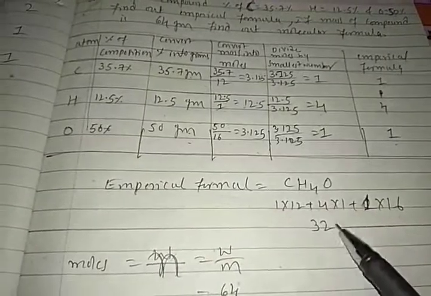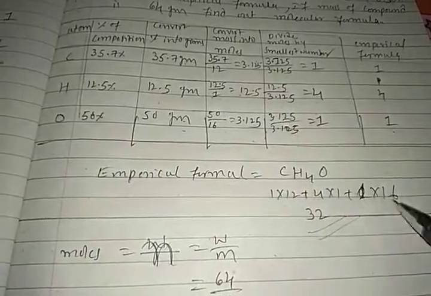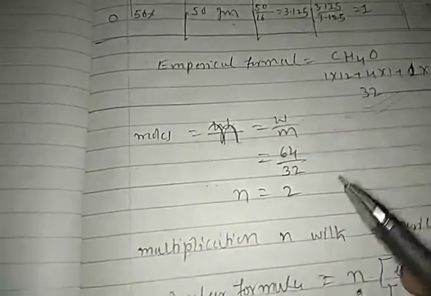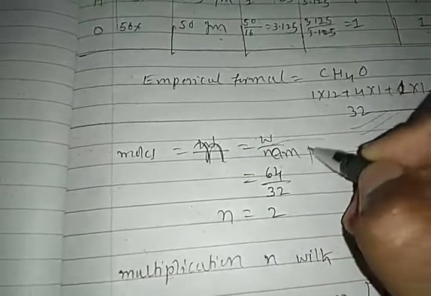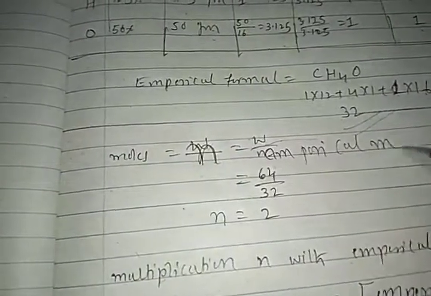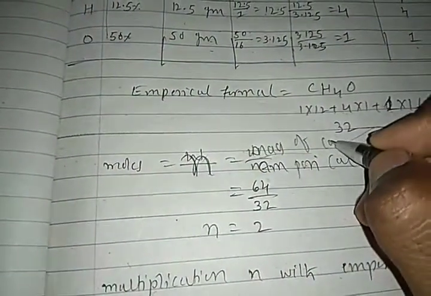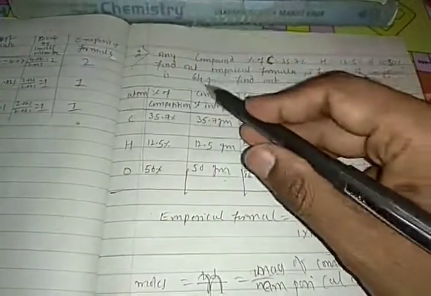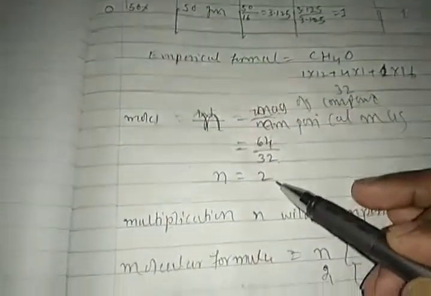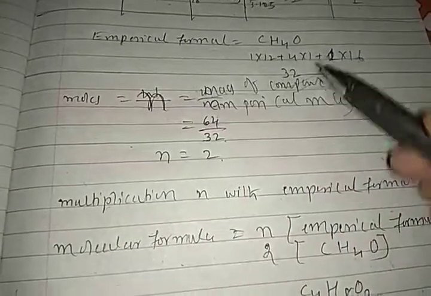So the empirical mass of this compound is 32: carbon 1 time, atomic mass 12, hydrogen 4 times, atomic mass 1, oxygen 1 time, atomic mass 16. So next is the mass of the compound divided by the empirical mass. So 64, already given in the question, 64 divided by 32, that is 2. So this 2 is multiplied with the empirical formula.